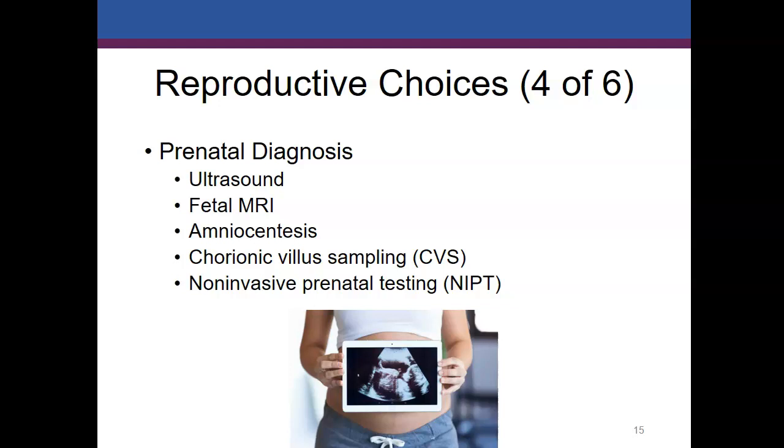Chorionic villus sampling, or CVS, can be conducted earlier than amniocentesis, between 9 and 12 weeks of pregnancy. CVS requires studying a small amount of tissue from the chorion, part of the membrane surrounding the fetus, for the presence of chromosomal abnormalities. All of these prenatal testing methods involve varying degrees of risk to the developing fetus, but non-invasive prenatal testing, NIPT, involves only a blood draw from the mother and presents no risk to the developing fetus.